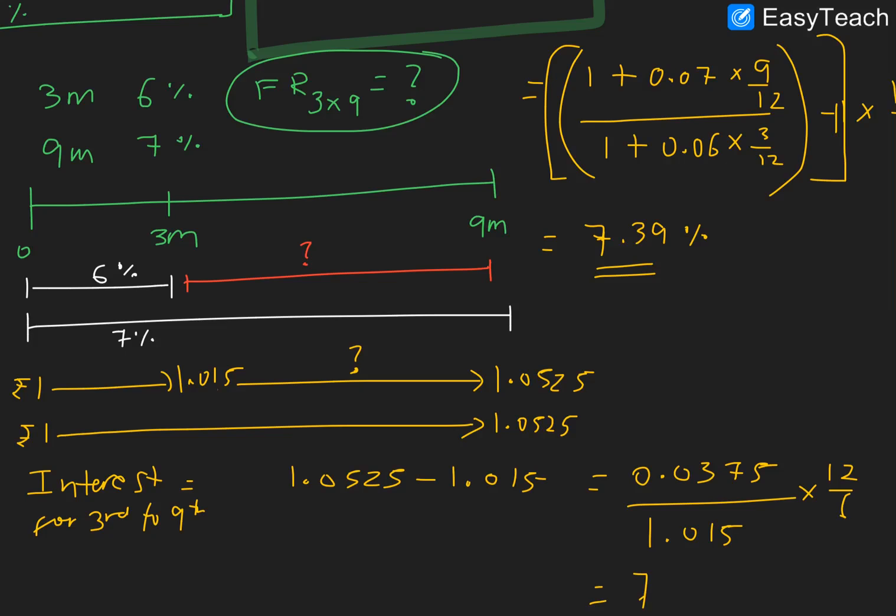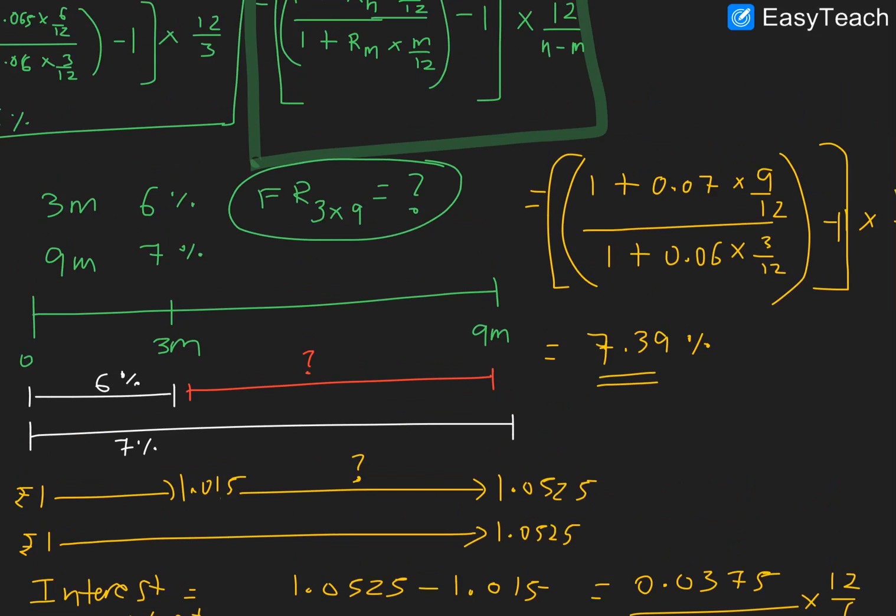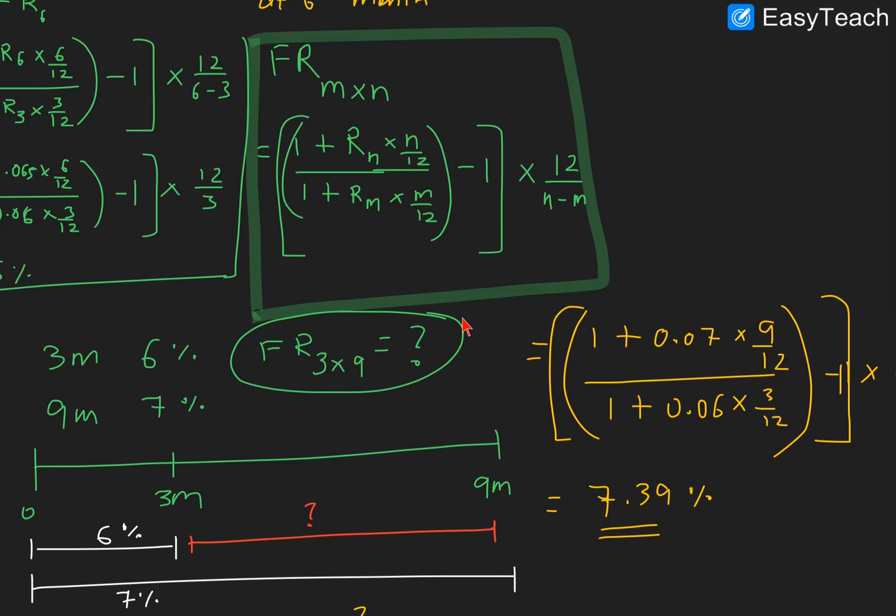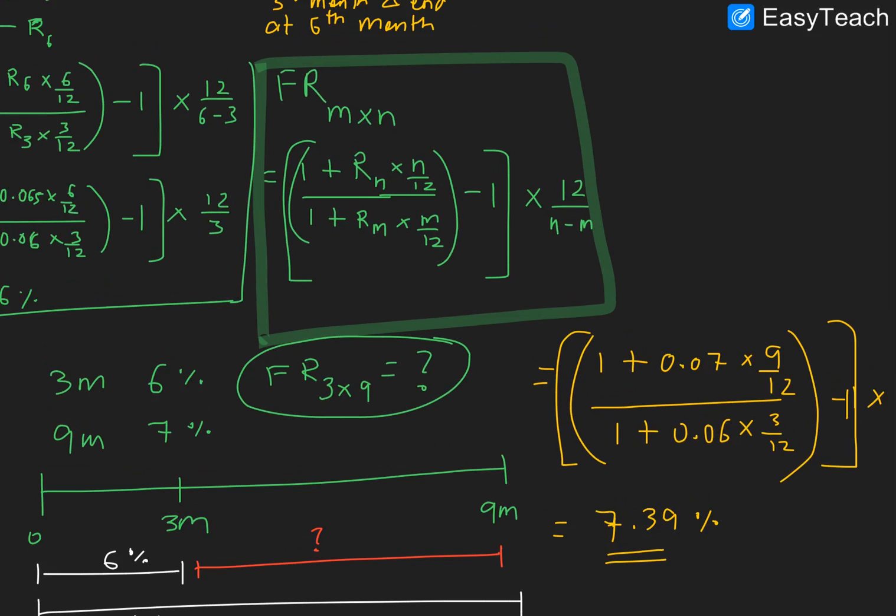So that becomes 7.39%. So basically, even if you use the long-cut method, you get the same answer. That's how we compute the rate of interest for a future deposit or a future loan. And for that, we have this typical formula which we have to use for computing the forward rates.